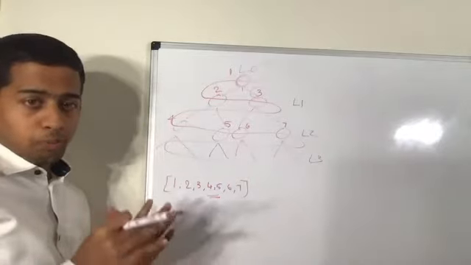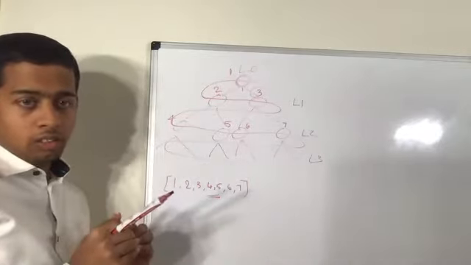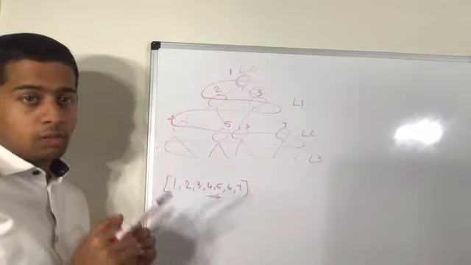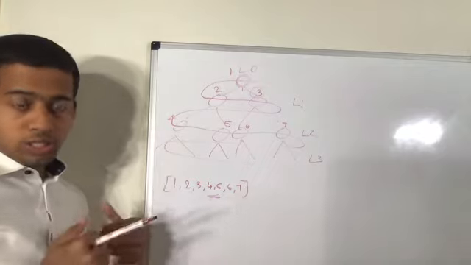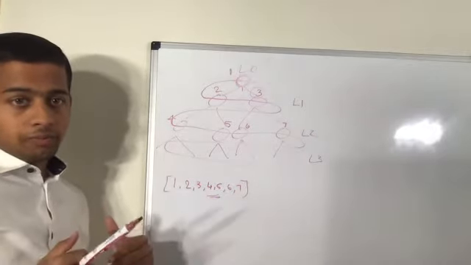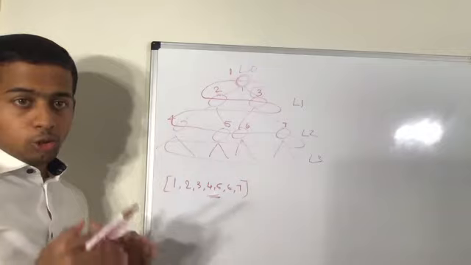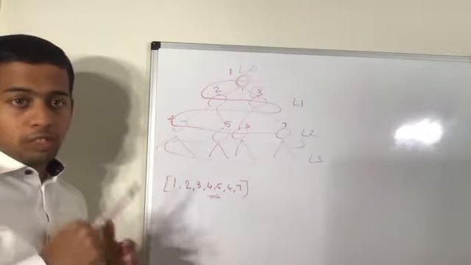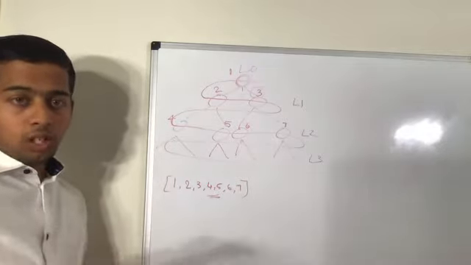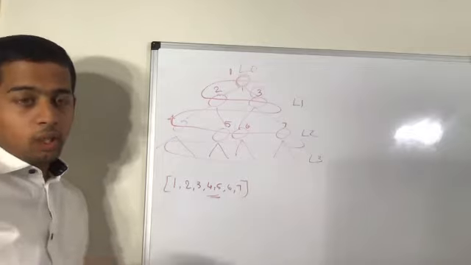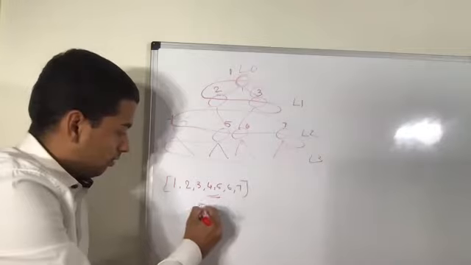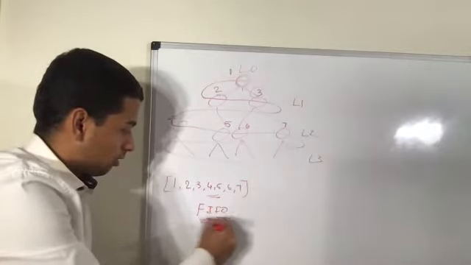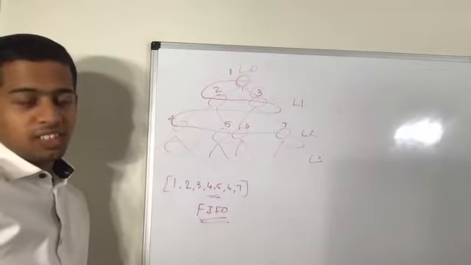So I should print the current level and also have visibility of all the nodes of the next level in order. What kind of an order? In a first in, first out order.